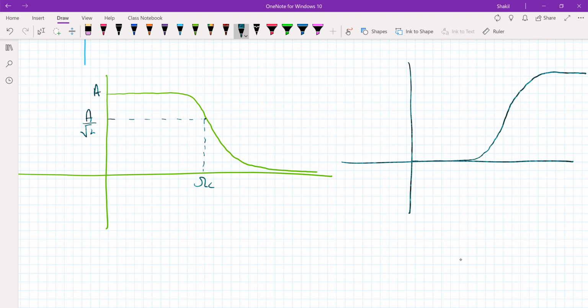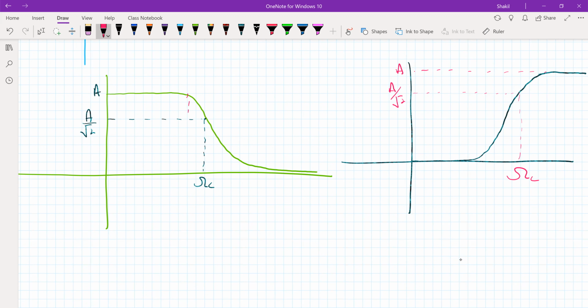In the same way, if I say this is a high pass filter, and the magnitude here is A, then the frequency at which the magnitude rises to 70% is referred to as the cutoff frequency. All right.